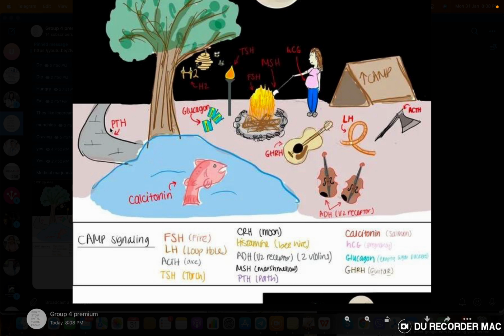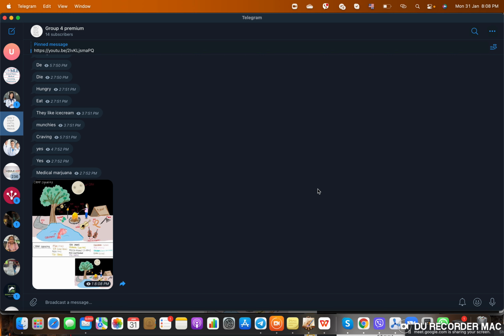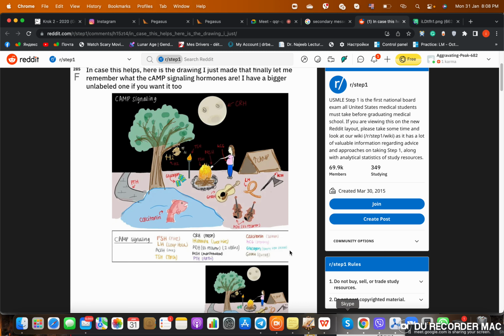So that's parathyroid hormone, which is mediated by cyclic AMP. Can you see the cAMP here? And there is a pregnant lady, so hCG is cyclic AMP. The marshmallow, it's cyclic AMP. The fire, FSH, is cyclic AMP. TSH, the torch, cyclic AMP. Glucagon, which is actually quite important, they do ask this, it's cyclic AMP. Okay, good. So this is the first picture I want you to master.